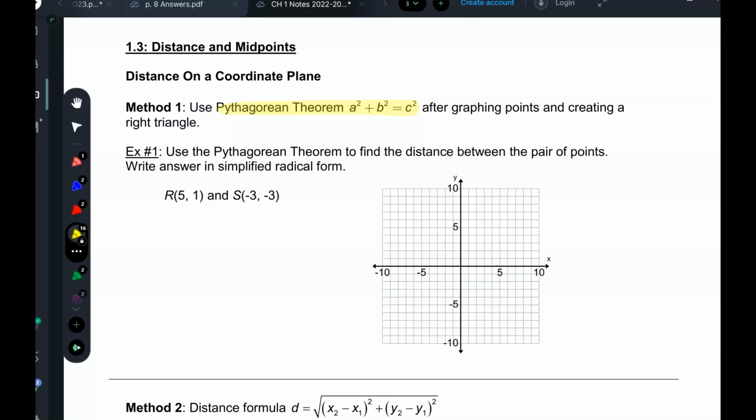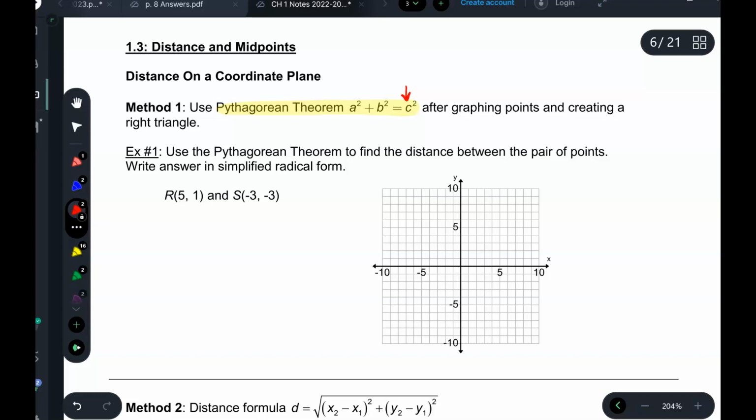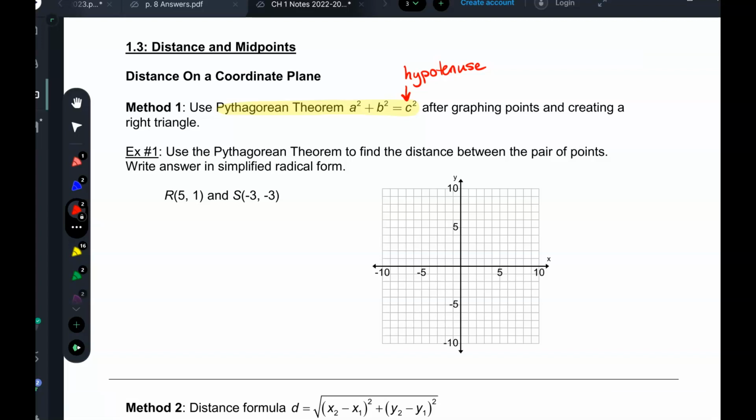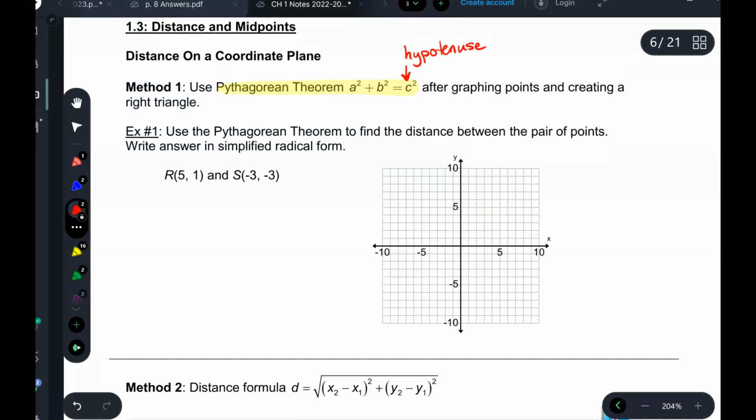What does C always have to be? The longest side. We call that the hypotenuse. You remember that word, right? Hypotenuse is the longest side. It's always the one opposite the right angle. Okay, let's plot those 2 points. We got 5, 1 right here. Here's R. And -3, -3. So here's S. Now I'm going to connect those.